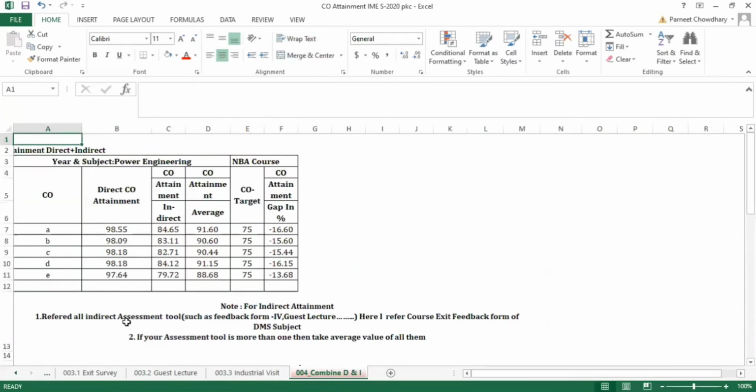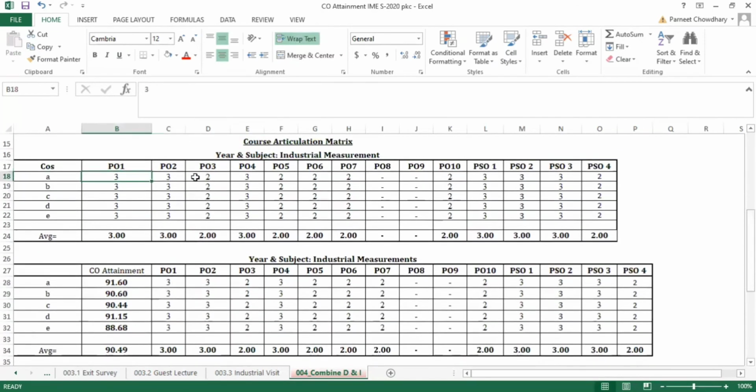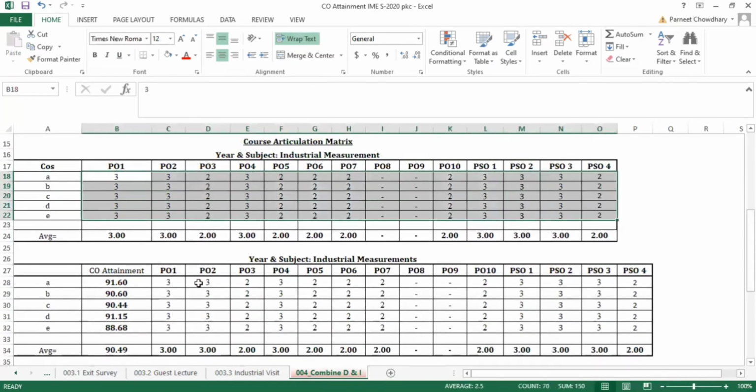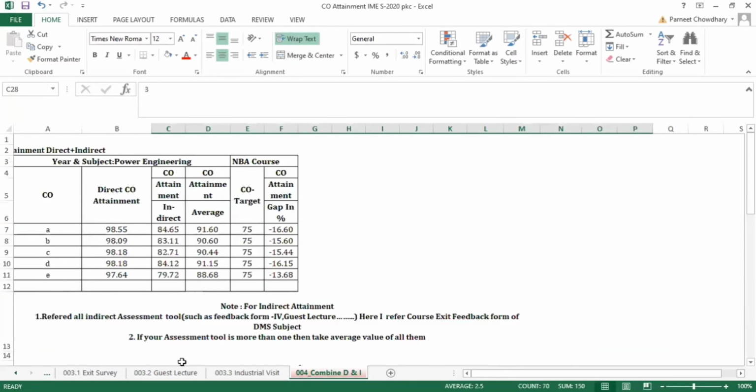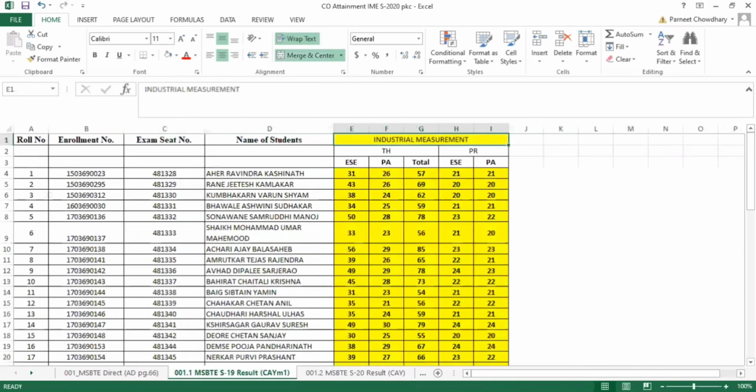Actually, in this sheet, you have to do nothing. You just have to change this target, remaining all values are being dragged, and you just have to edit this course articulation matrix here also, because this is different for every subject. So likewise, mostly in all cases, you just have to edit the backup sheet like here. So all backups have this naming.